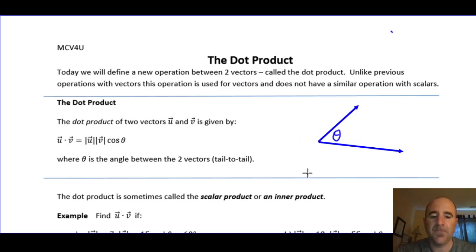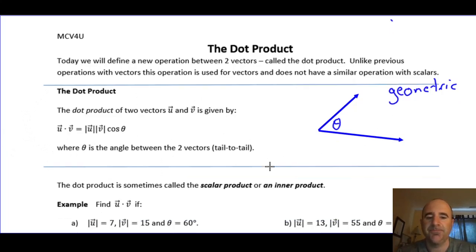Now, this is sort of a geometric definition, because when we talk about the two vectors, their magnitudes, and especially the angle between them, it's implied that we must have a picture of them. Because if we had these vectors in algebraic form, we wouldn't know the angle between them, not without quite a bit of trigonometry work. So this definition is for geometric vectors, and we'll get into the algebraic vectors soon.